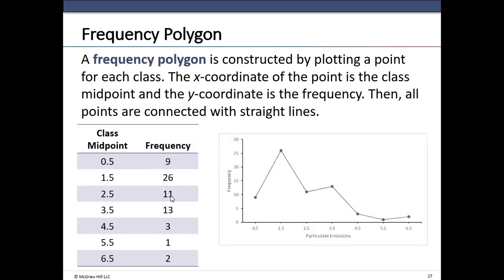A frequency polygon is constructed by plotting a point for each class. The x-coordinate of the point is the class midpoint, and the y-coordinate is the class frequency. For example, the first point on the left in this frequency polygon diagram, x value is 0.5, y value is 9. The second one, x value is 1.5, y value is 26, and so forth.